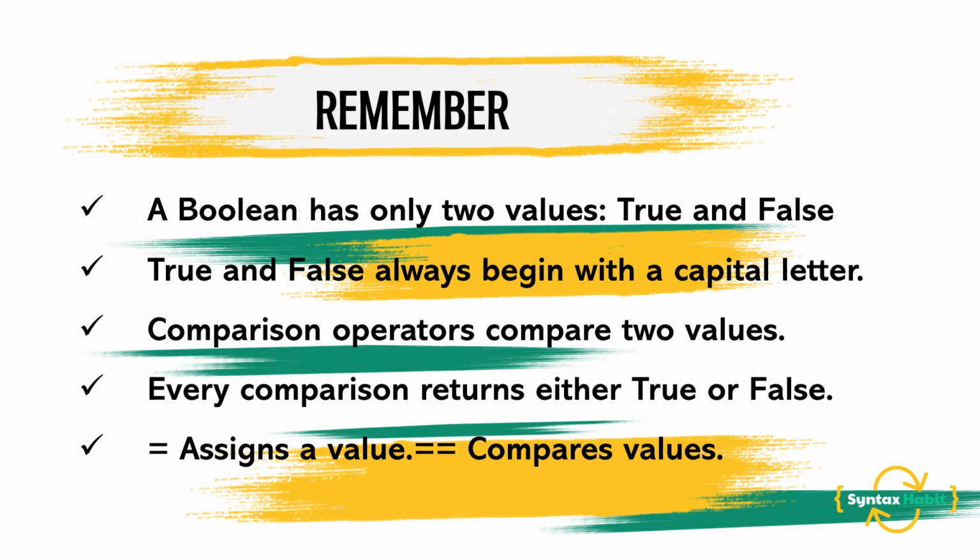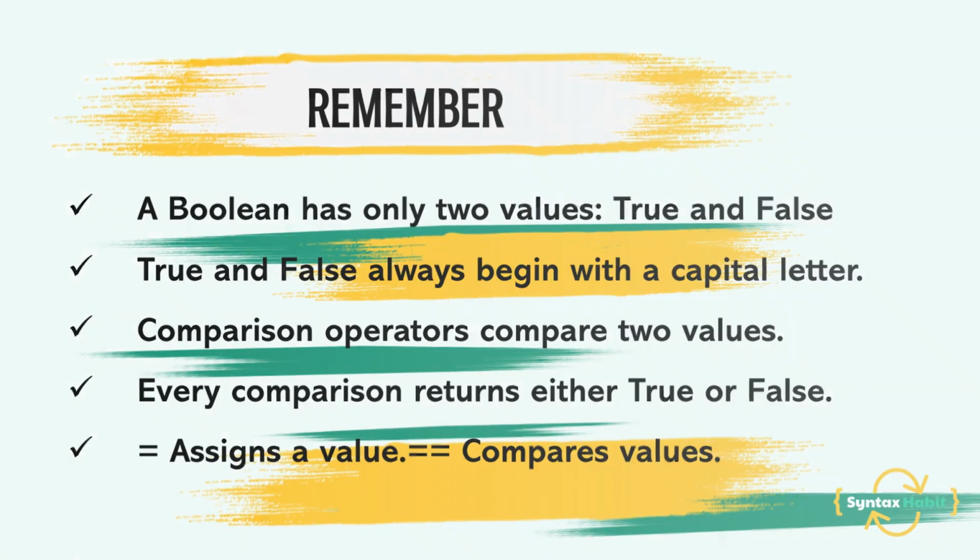Let's recap what we've learned today. A Boolean has only two possible values, true and false. True and false always begin with a capital letter. Comparison operators compare two values. Every comparison evaluates to either true or false. A single equals sign assigns a value to a variable. A double equals sign compares two values.